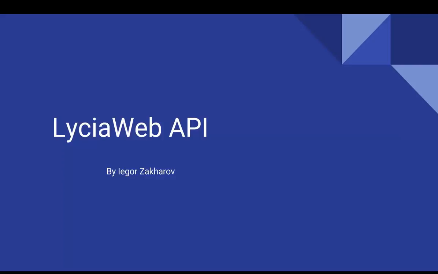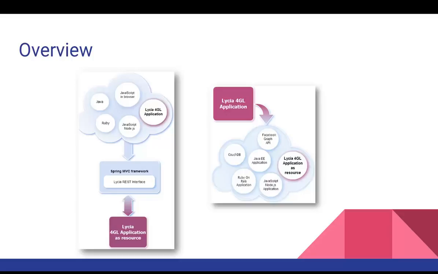This video is about Lycia Web API, or in other words, web services. API stands for Application Programming Interface, and it exactly defines the methods for one software program to interact with the other. There are basically two parts of the framework, server and the client. Any 4GL application can act both as server and as client. Server part is implemented on top of Lycia Web application, and client part is a runtime library.